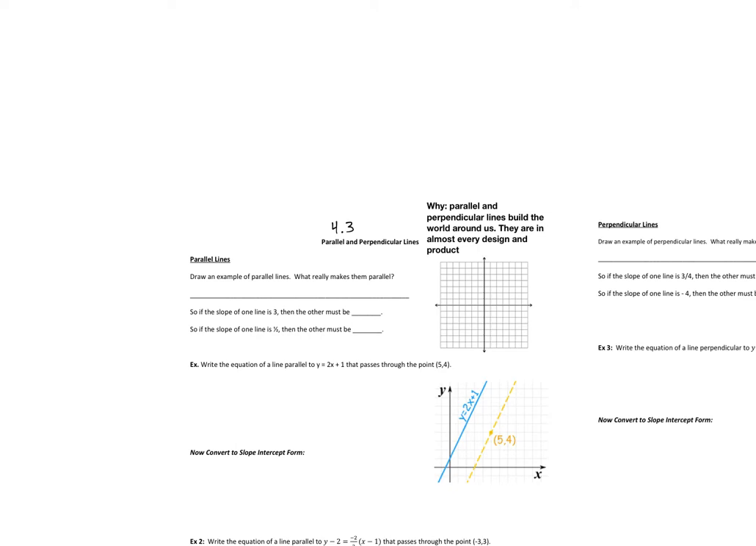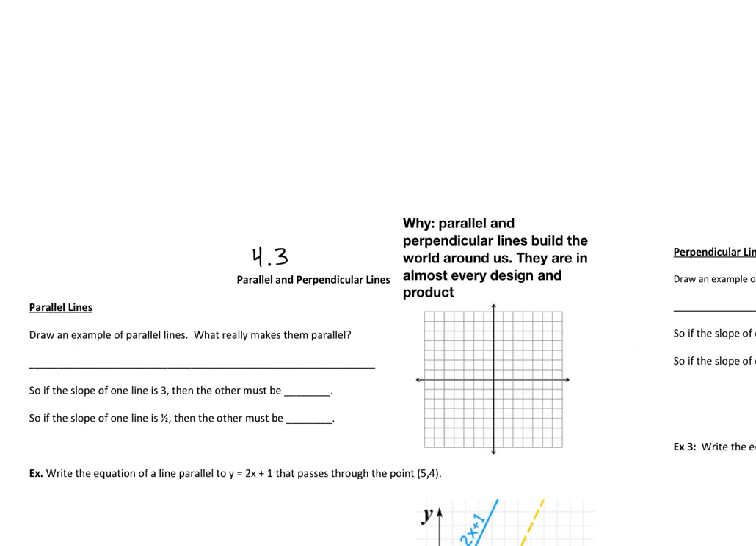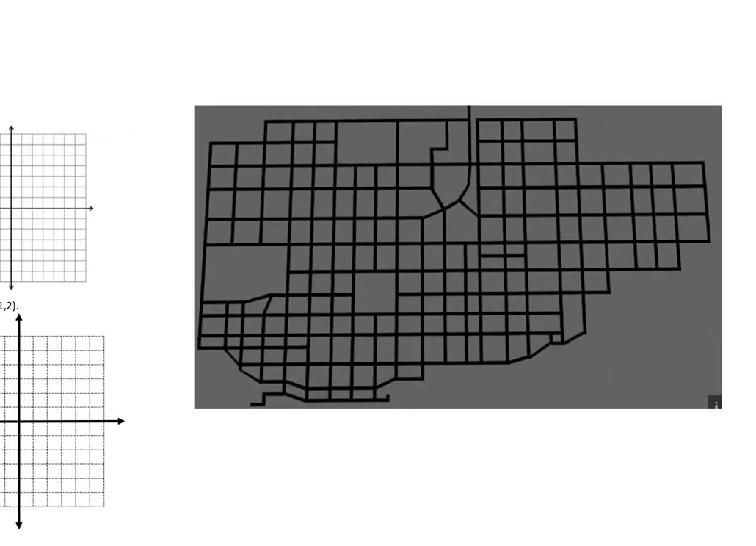Alright everybody, here we're going to check out part 2 of the 4.3. We did parallel lines on the first day. Here we're going to look at perpendicular. So perpendicular lines, they create those 90-degree angles. And they're important so that we can have roads that run east and west, and then also north and south.